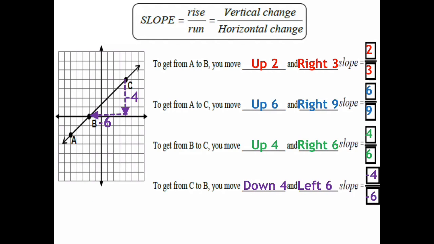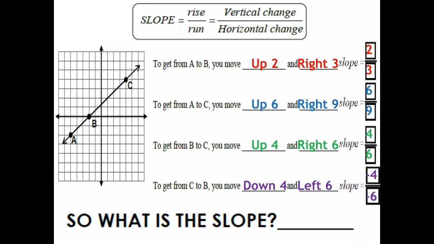Okay. Now looking at all these fractions, you should notice that they are equal to each other because they will all reduce to that red fraction of 2 over 3. So down here where it says, what is the slope? Now all these different colors are the slope, but the slope that you would write down is 2 over 3 because that's the most simplified fraction for the slope. Okay?